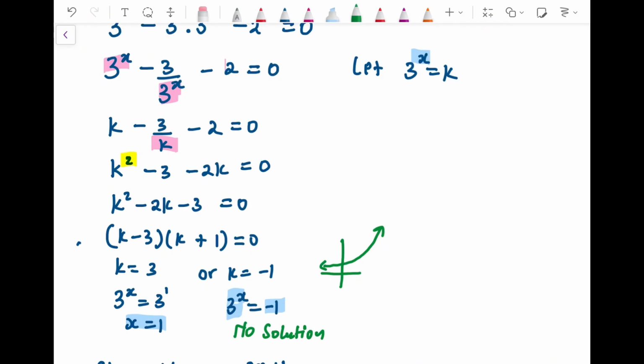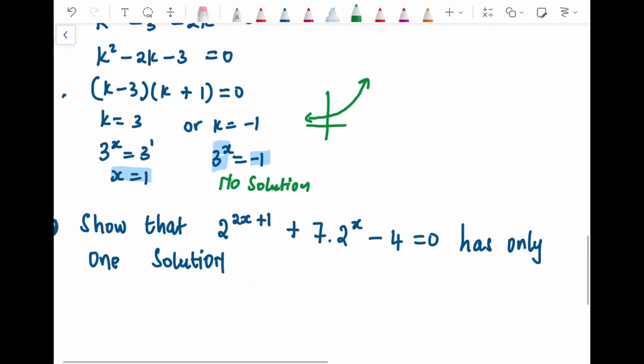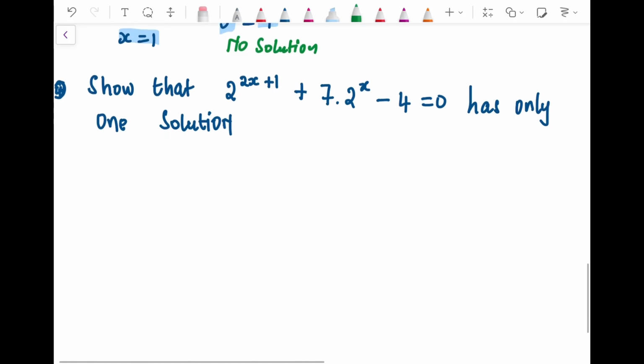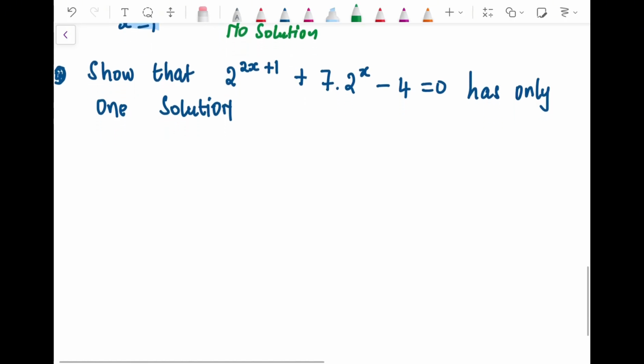Let me move to number 4. Number 4, almost the same as number 3, but it is a little bit different. Show that 2 to the exponent 2x plus 1 plus 7 times 2 to the exponent x minus 4 has only one solution. So now here that means if I solve this equation, I will only get one solution.